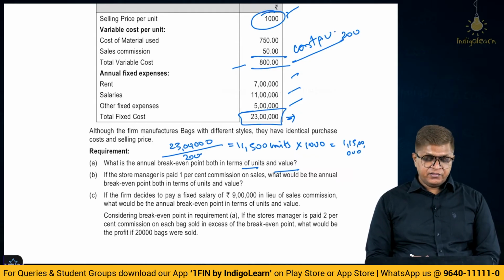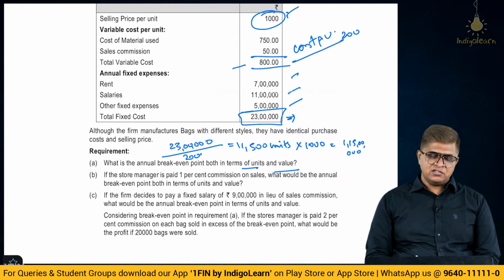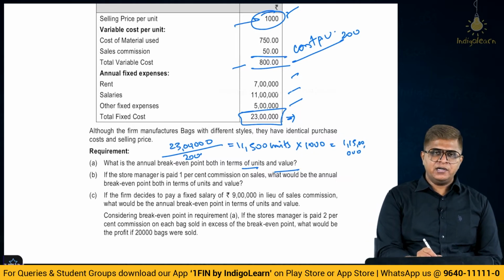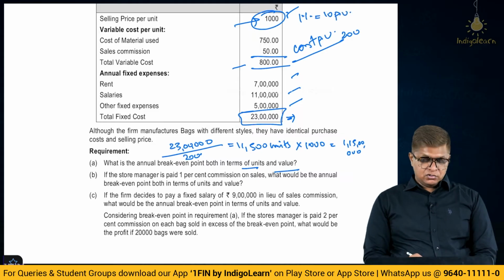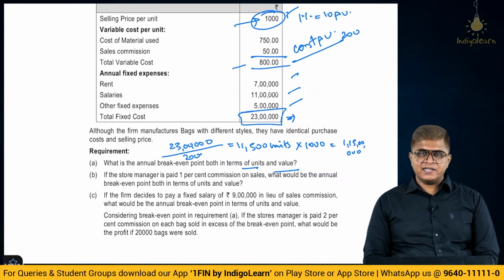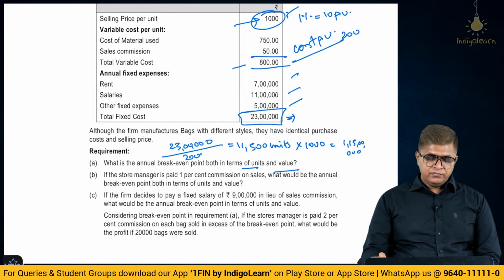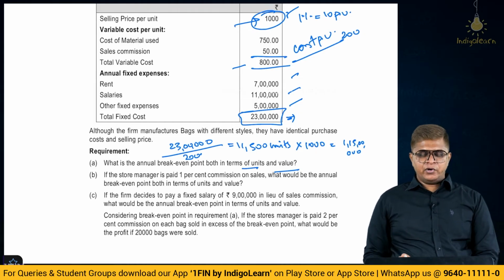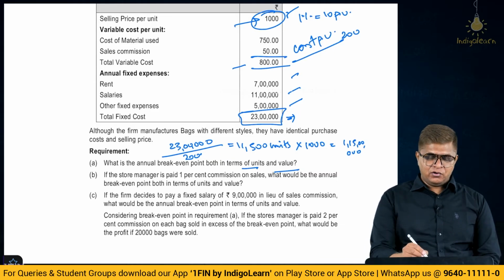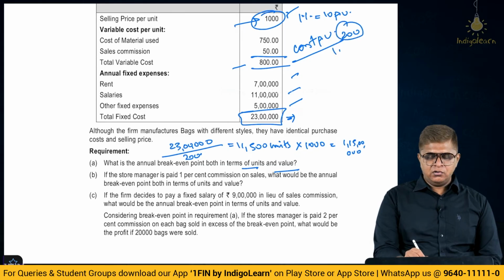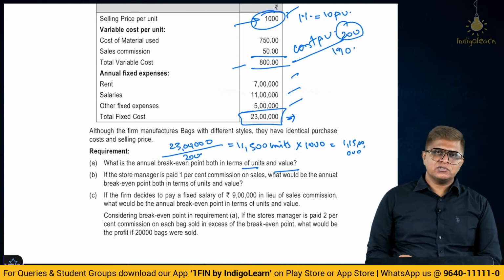Second, if the store manager is paid 1% commission on sales, how much is 1% of sales? Sales is 1000 per unit, 1% of that will be 10 per unit. So if he is paid 10 per unit, what would be the annual break-even point in terms of units and value? Now if I pay additionally 10 rupees per unit, my contribution will go down from 200 to 190. Is my fixed cost going to change? No. So what will be the revised break-even point?